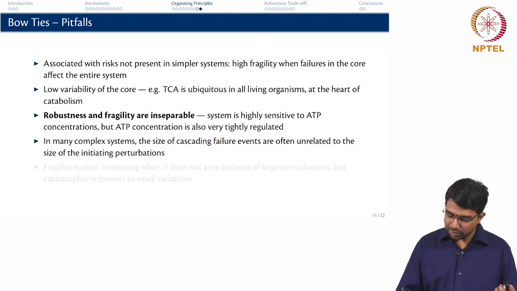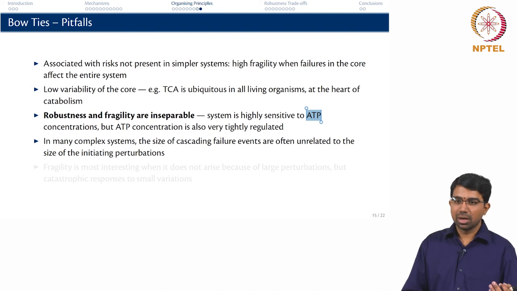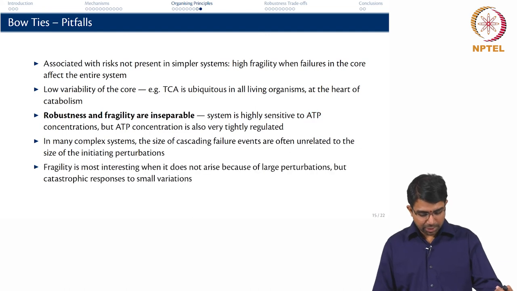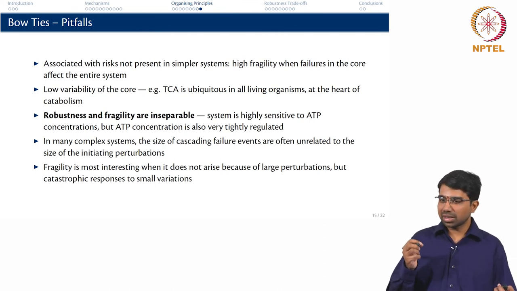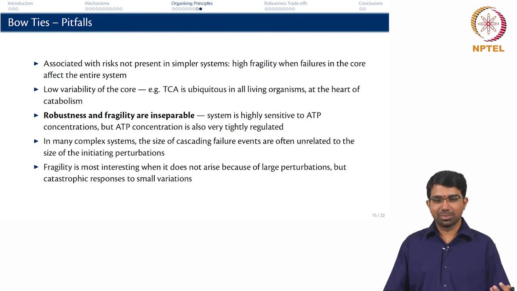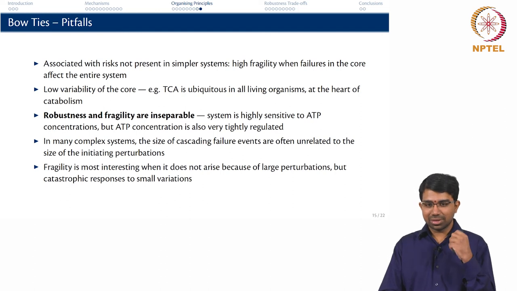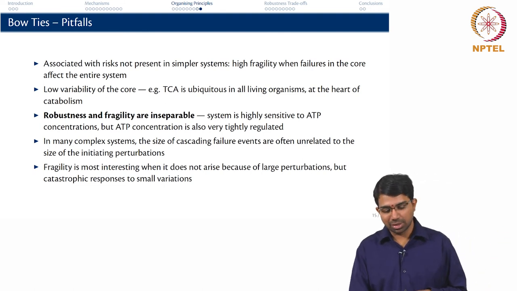So, the system is extremely sensitive to ATP concentrations, right. On many other things the system would not budge, nothing happens, very robust, but if ATP concentrations are really tweaked around, then the system will behave very chaotically. And fragility is therefore interesting because it arises not because of large perturbations, but catastrophic response to a small variation. Clearly, you see that in a scale free network, you might knock out one hub node and that might really damage the network very badly, right. Any other node you knock out, knocking 5 nodes, knocking 10 nodes, that is not the problem, it is what you knock out. So, the size does not matter, but the relative importance of where you strike and how it cascades through the network is what is more important.